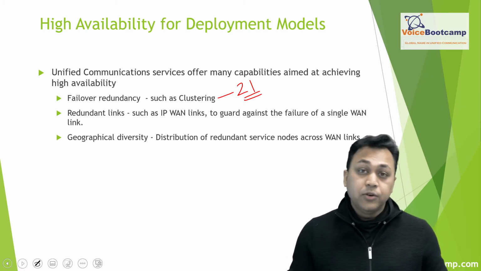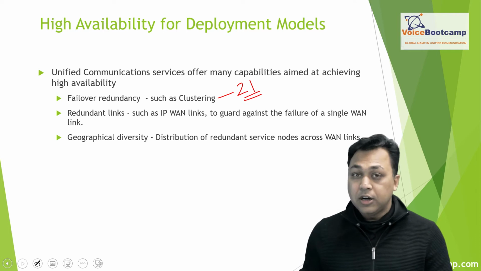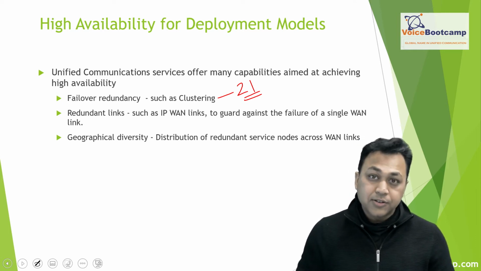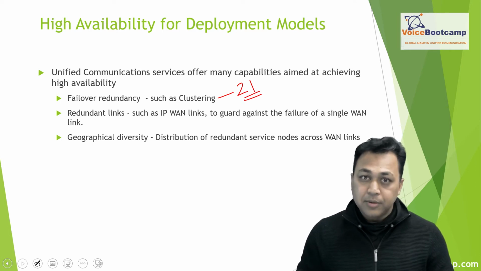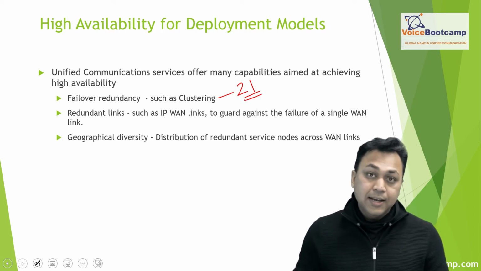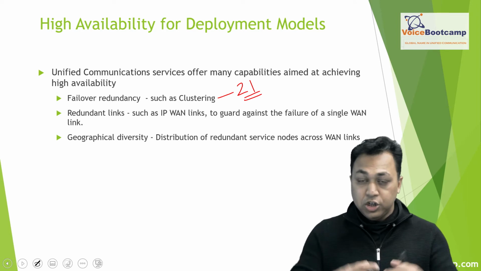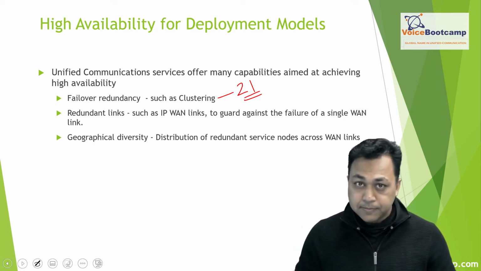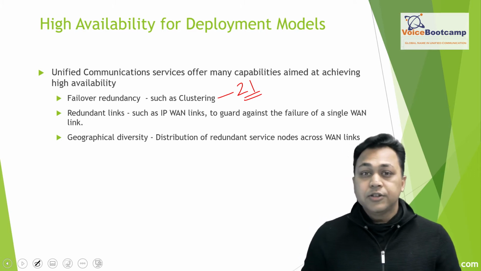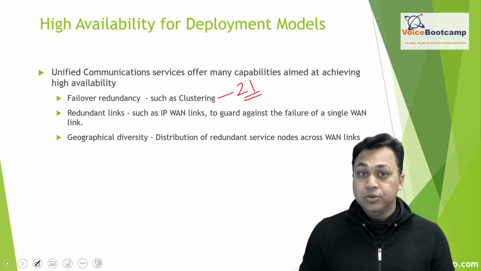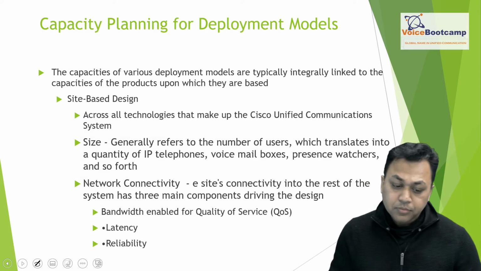Geographical diversity. What if your building succumbs to an earthquake or some sort of natural disaster, or even some unusual activities? Well, in that case, you want to distribute the servers into multiple locations or cities, or maybe buildings. Doesn't have to be multiple cities. So geographic diversity is very important, as much as having a clustering environment.